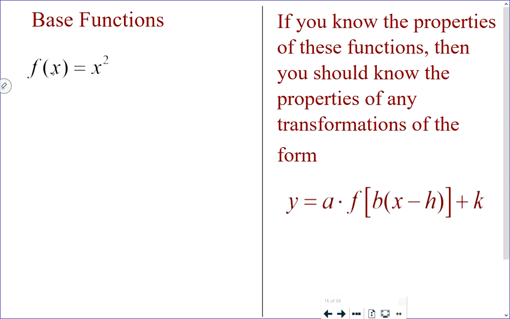There are other base functions. And some of these we know about already and some we don't. You don't know what y equals x cubed looks like, but we'll talk about it in the next unit. You should be able to apply a, b, h, and k to that. In general, we will learn in the next unit that x to the 4 or x to the 5 or x to the 6 is a function that you should be familiar with its appearance so that you can apply a, b, h, and k to it.